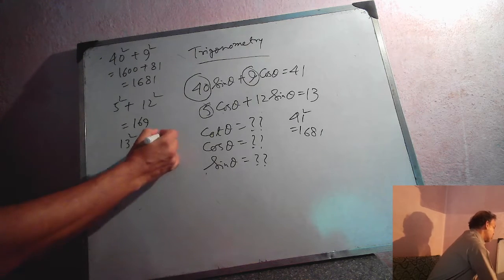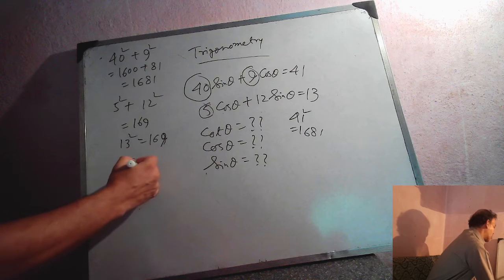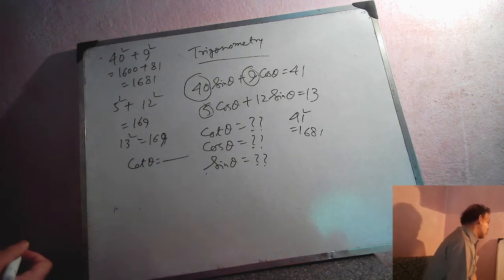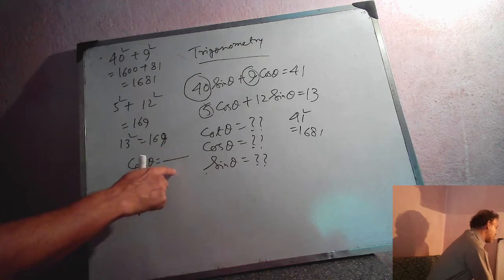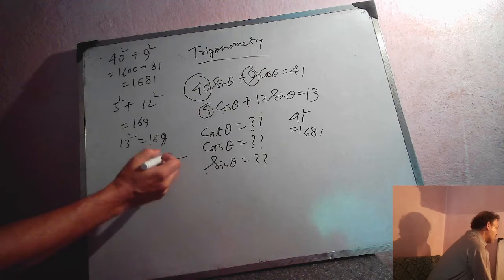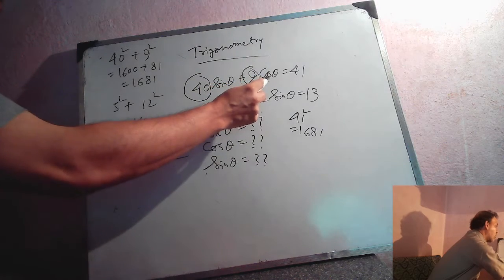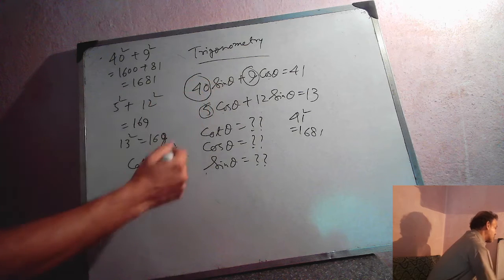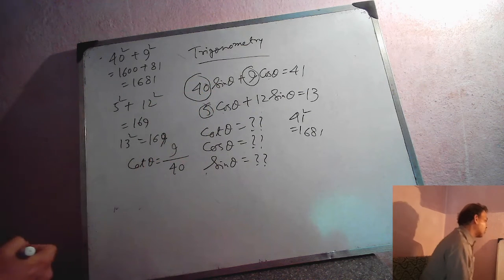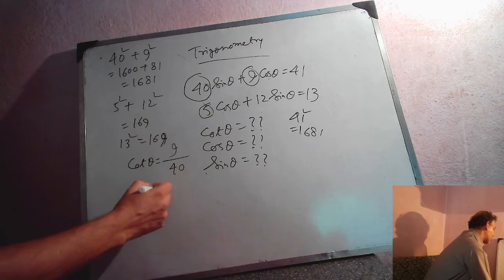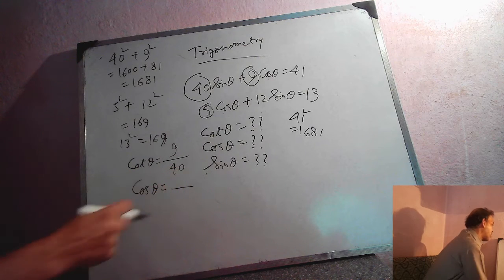What is the method? We have to find cot theta. Cot theta equals cos by sin. So we need the coefficient of cos, 9, by the coefficient of sin, 40. So cot theta equals 9 by 40. Now cos theta. Cos theta equals base by hypotenuse.